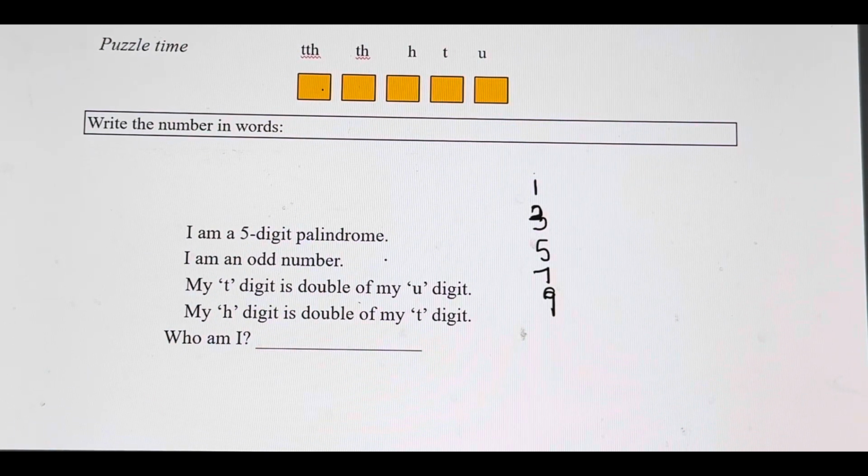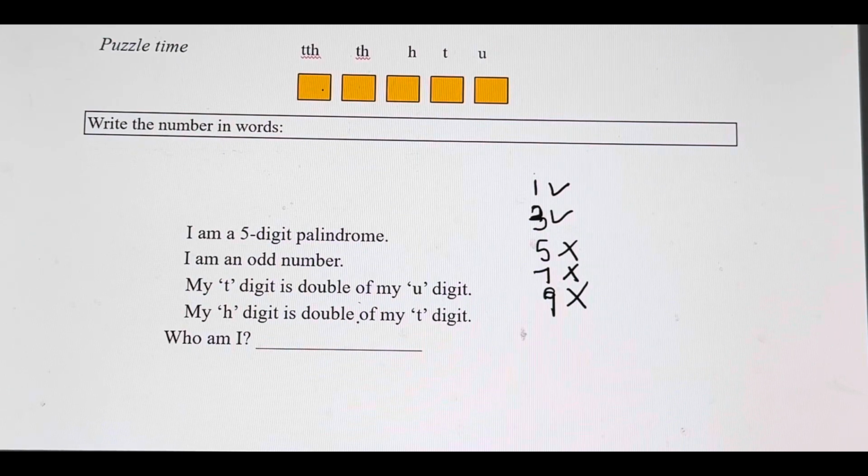Now let us read the next clue. My tens digit is double of my ones digit. So this should be double of whatever we take here. Now these are the possibilities because it's an odd number. If we take 9 and double it, it will be a 2-digit number, so 9 is cancelled. If we take 7, double of 7 is 14, again a 2-digit number, so it is cancelled. Double of 5 is 10, so we cancel it. So we have two possibilities, because double of 3 is 6 and double of 1 is 2. So these two are the possibilities. Now let us see further.